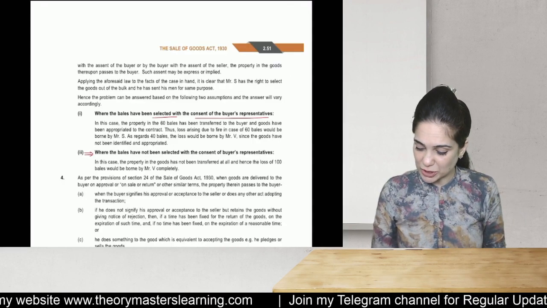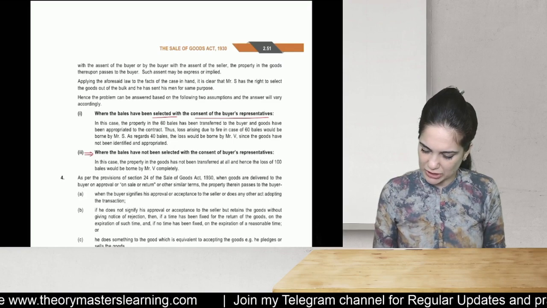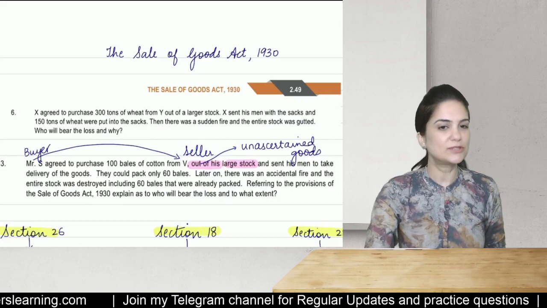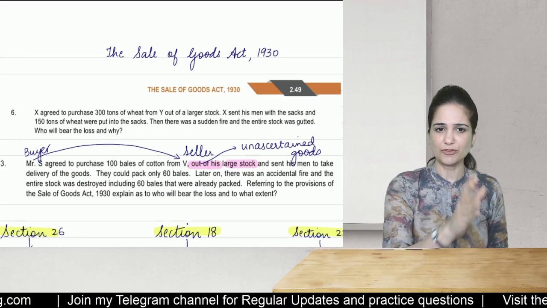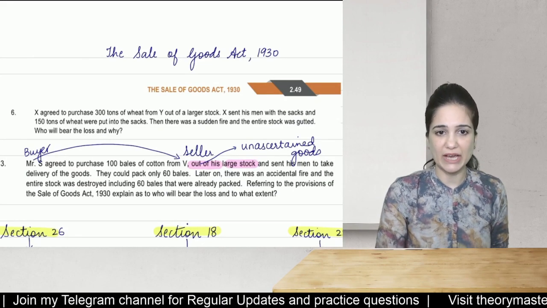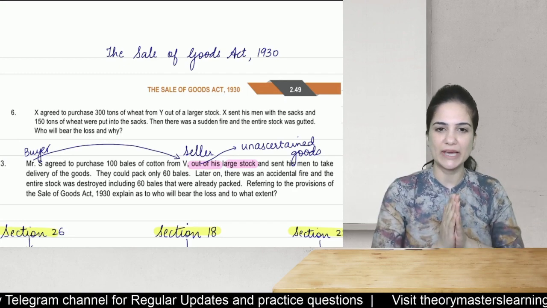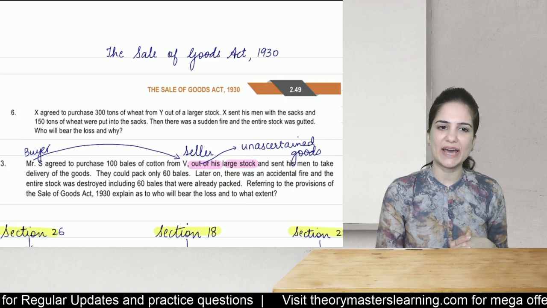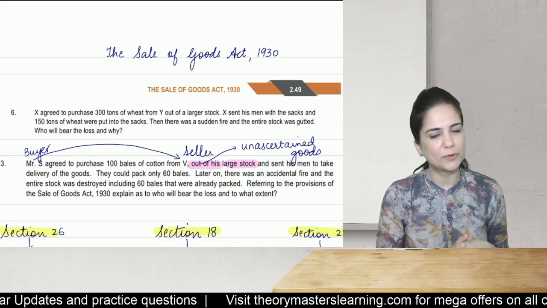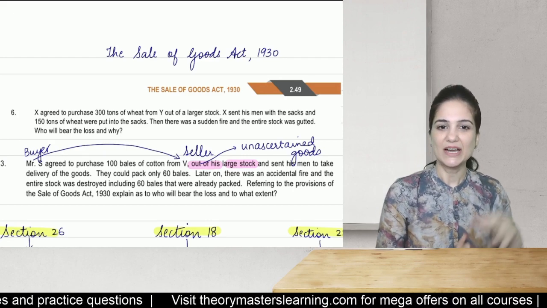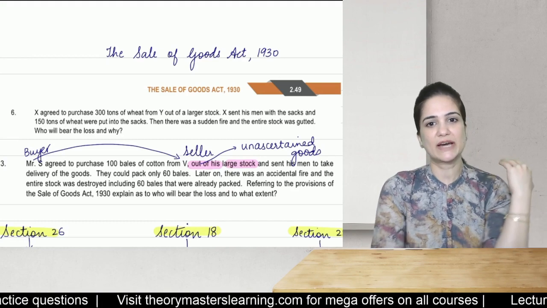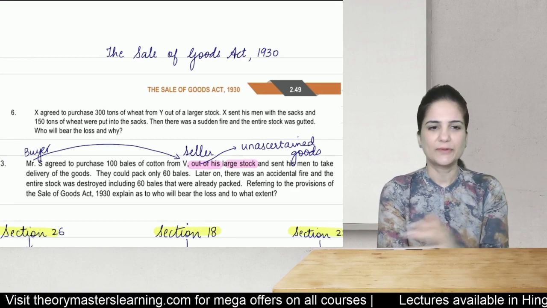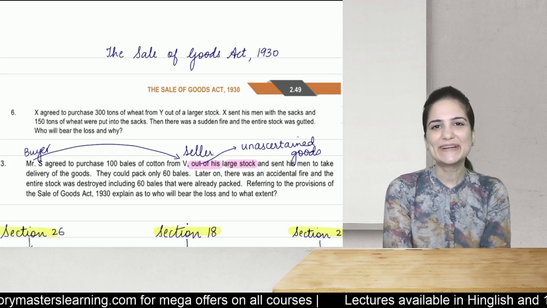Now let's read question 6. Question 6 says that X agreed to purchase 300 tons of wheat from Y out of a larger stock. Okay, out of means they are uncertain. X sent his men with the sacks and 150 tons of wheat were put into the sacks. All right. Then there was a sudden fire and the entire stock was destroyed. Who will bear the loss and why?